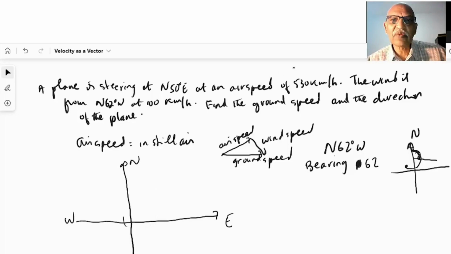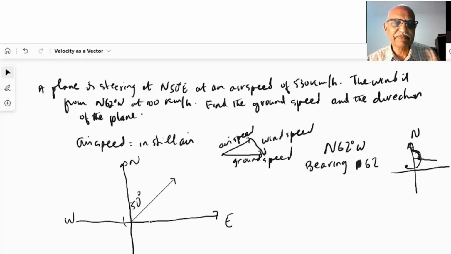If we have 500 and 100, this means this is almost 5 times more than this one here. 5 times 100 is 500. So we say it is 50 degrees east of north. This is north. East of north 50 means from here, okay, let's say this is 50 degrees.